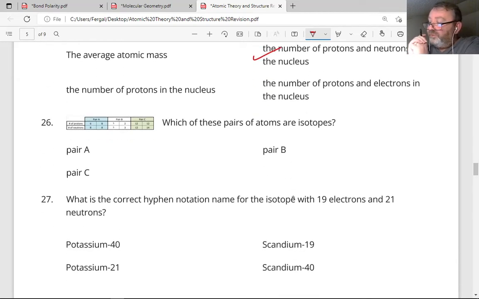26. Which of these pairs of atoms are isotopes? Oh, God help you. I didn't realise it was so small. Hold on a second. Let me see in there.